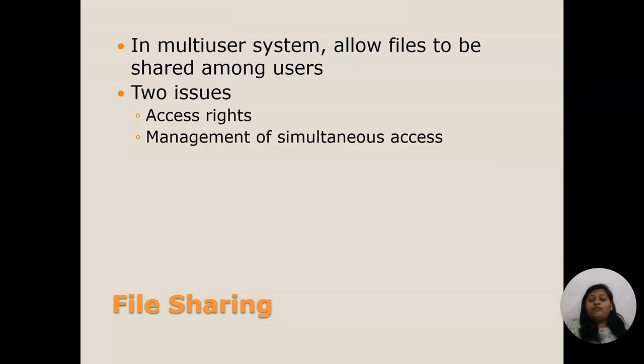Then next one is file sharing. So in a multi-user system, it allows files to be shared among users. But while sharing, there are two issues. First one is access rights and the second is management of simultaneous access. So to whom can we give the access rights? Because whenever we consider a security concern, we must have access rights. Means we must give access rights to that particular directory. Then management of simultaneous access.